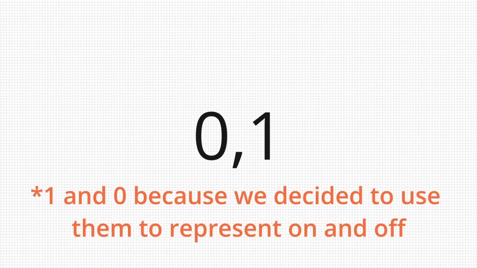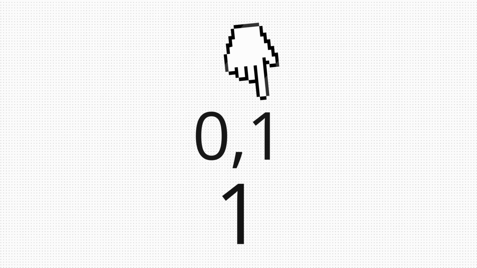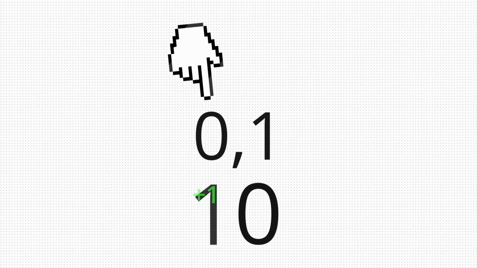So just like we did before, you start at 0, add 1, and we've already run out of numbers. But for us to keep counting, we have to wrap around, then add 1 to the next column. So this is 2 in binary.